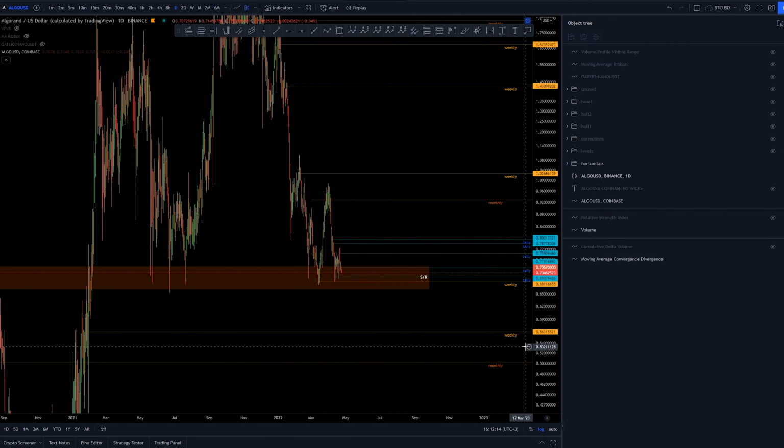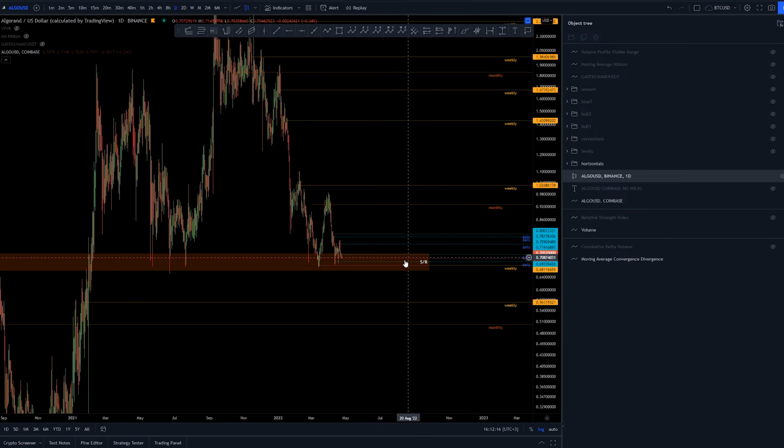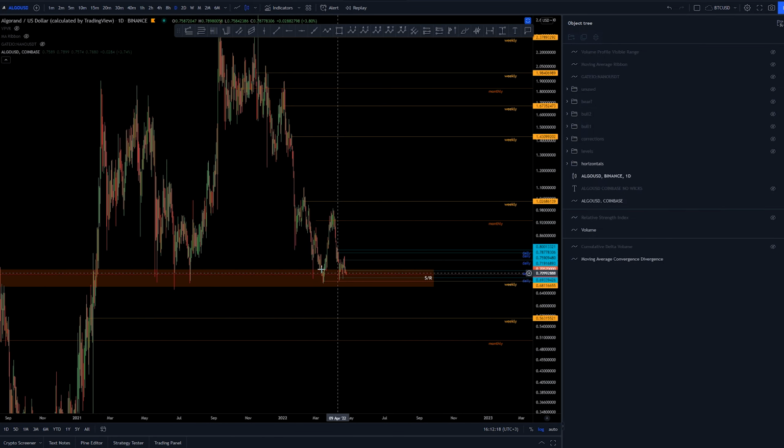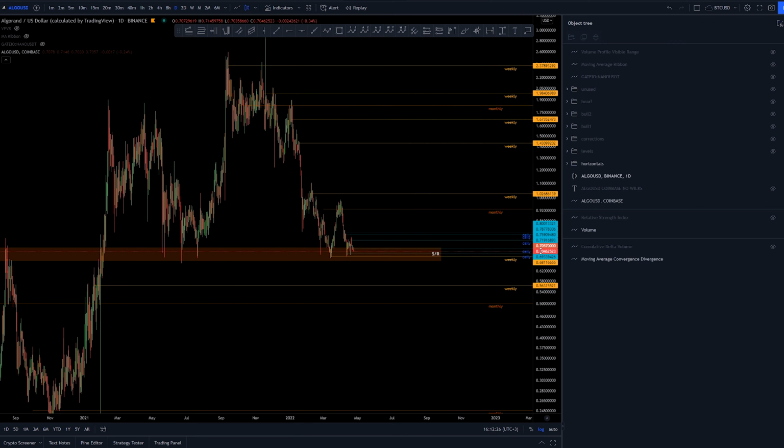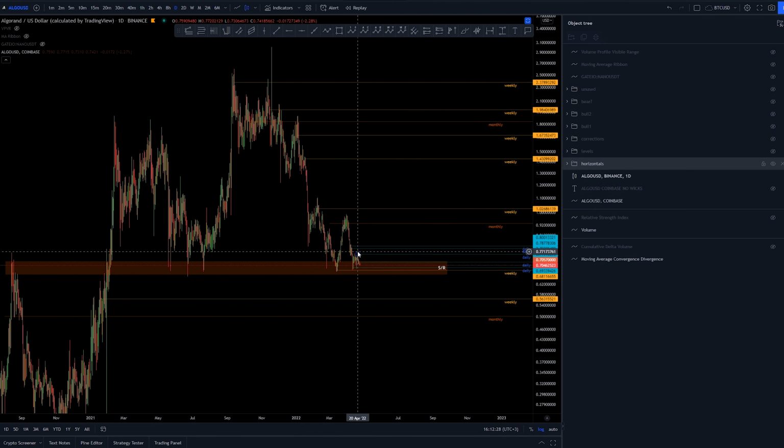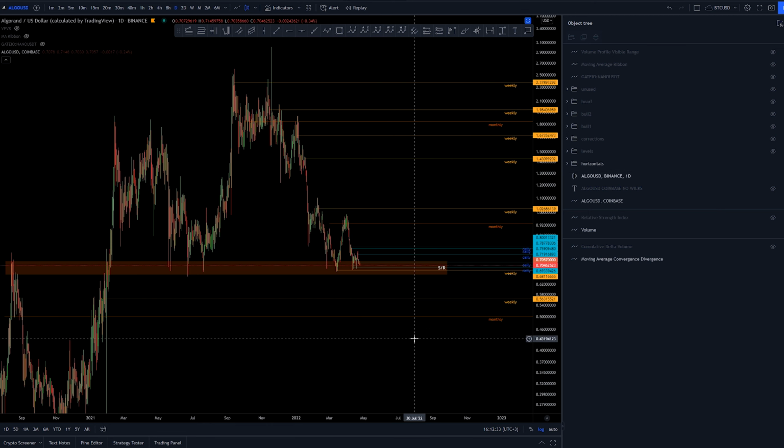So the thing is, this is still a major support area, but we have established it before and been visiting it multiple times now. So is it anything of value anymore? I'm not sure. I wouldn't be surprised for it to crumble down and the price go below here.